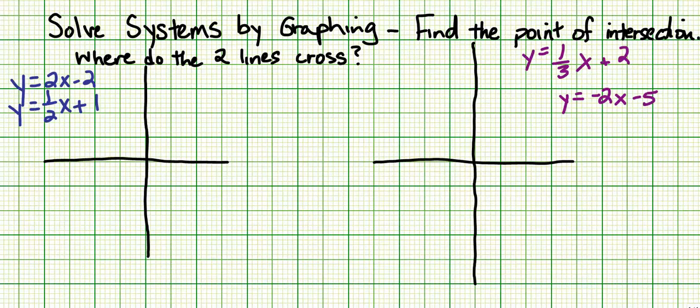So that would be the point that they cross at. And obviously in order to see where they cross, we're going to graph them. Although we will find out as we go along that graphing is one method for solving systems of equations. It could possibly be the most time consuming method, but if it's the method that works best for you, then feel free to use that.